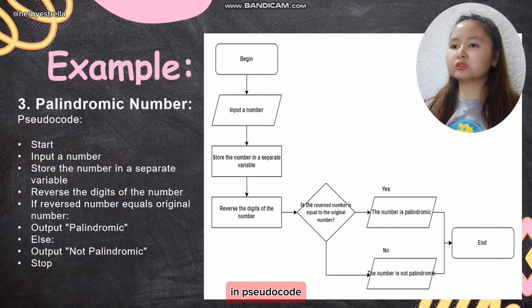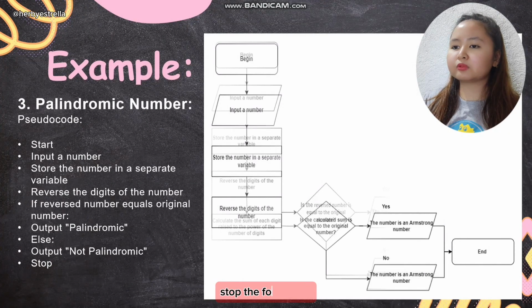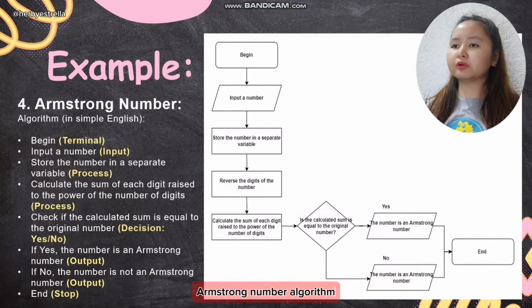In pseudocode: start, input a number, store the number in a separate variable, reverse the digits of the number. If reversed number equals original number, output palindromic, else output not palindromic, stop. The fourth one, Armstrong number.